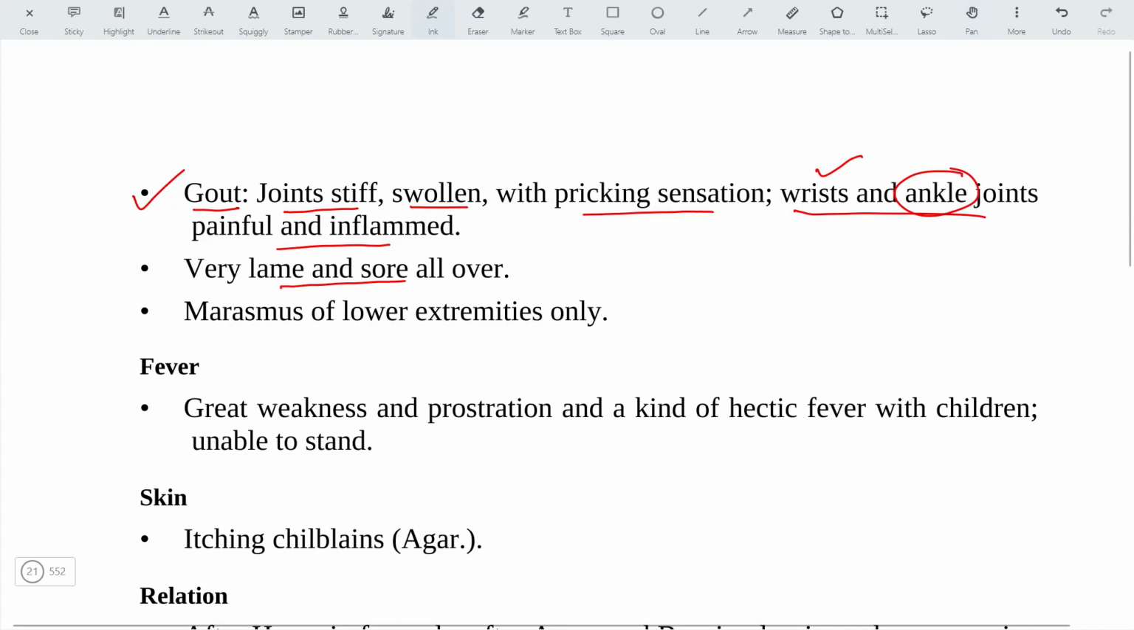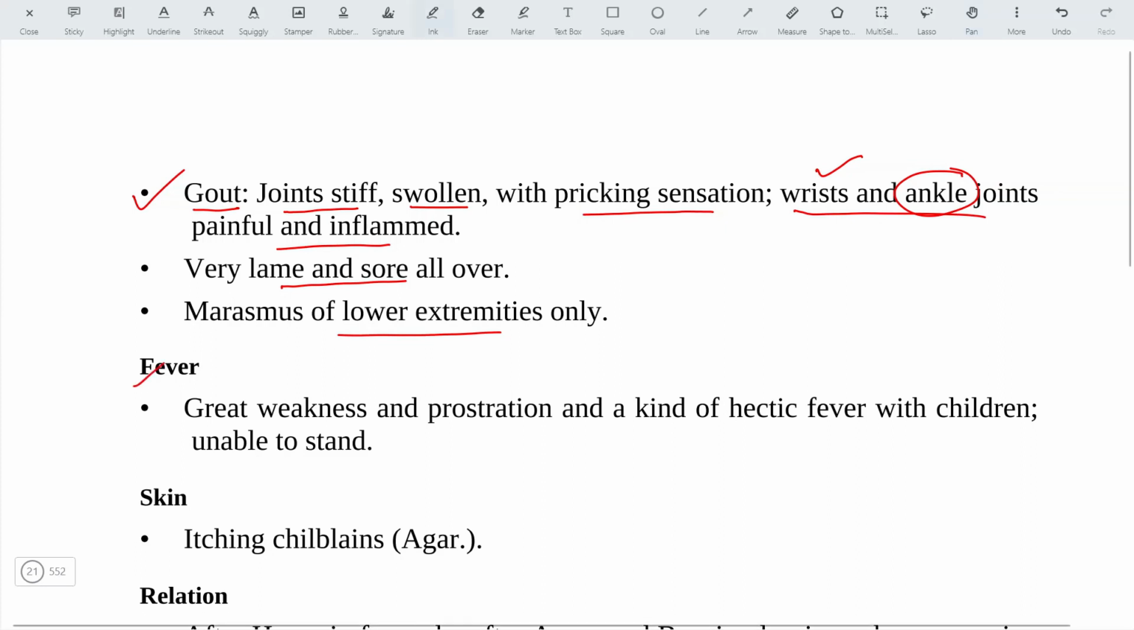Very lame and sore all over the body, painfully hard, that is lame and sore. Marasmus of lower extremities only, as I have already discussed. The emaciation over the legs only.